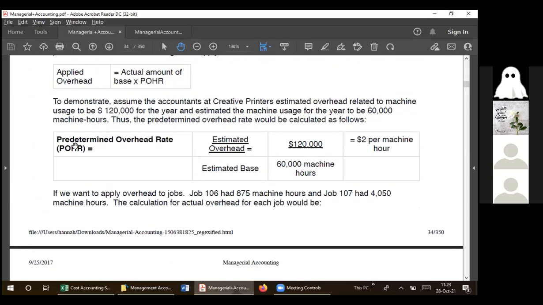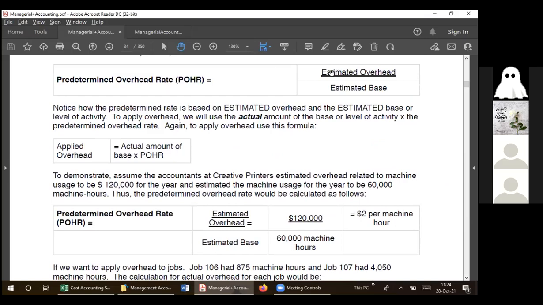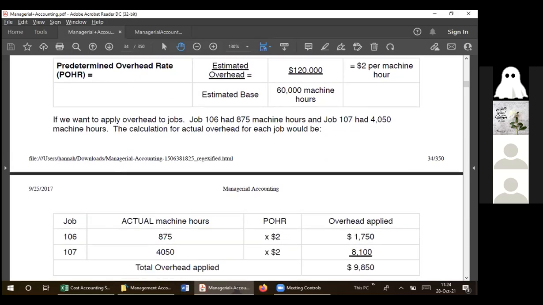I created a predetermined overhead rate in my head, that generally my vehicle costs 10 cents for every kilometer. 10 could be 12 cents, near in that range. So I estimated 10 cents per kilometer. That is my predetermined overhead rate. Okay, so my estimated overhead divided by base. I created an estimate for myself, and then I applied that estimate to the actual job I'm going to do, to determine how much it is going to cost me.